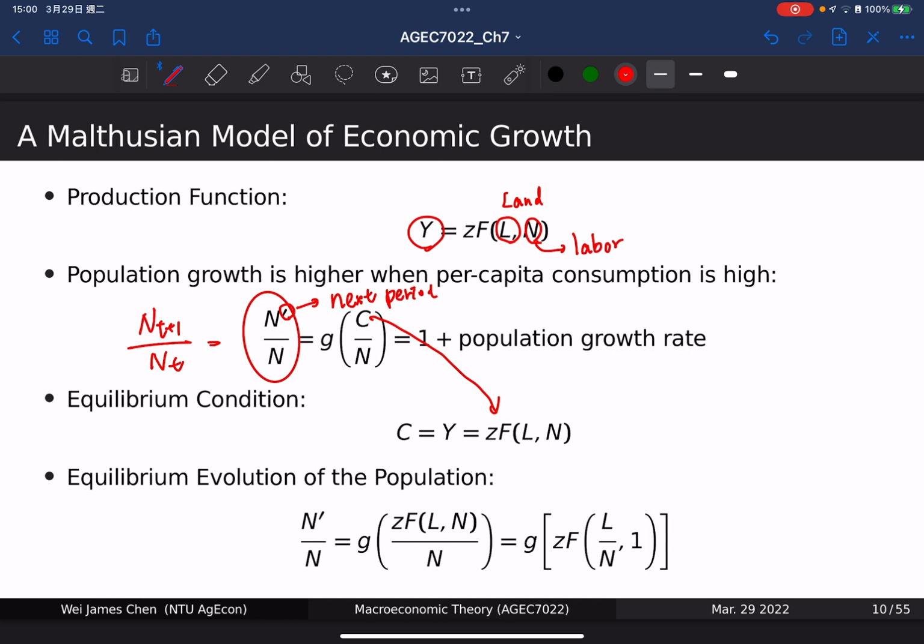And since our production function is, again, a constant return to scale function. Up to now, basically any function that takes two inputs is a constant return to scale function. So you should be very familiar with that. So since it is constant return to scale, I can put this N inside and get L divided by N and 1 here.